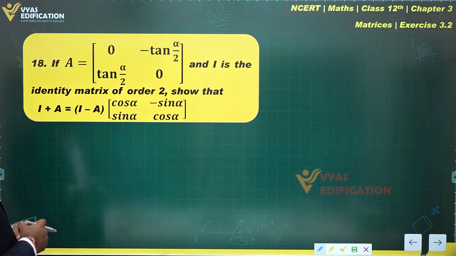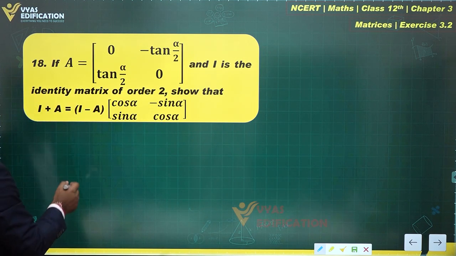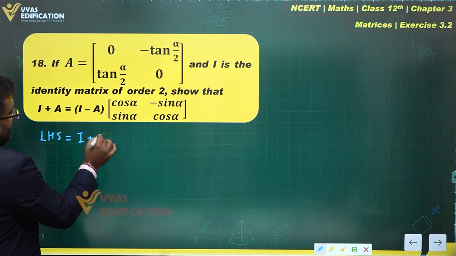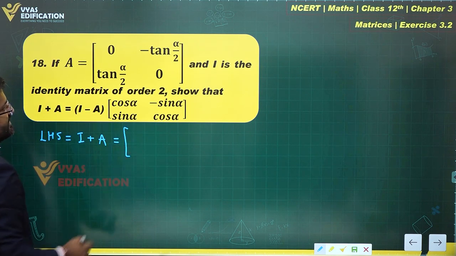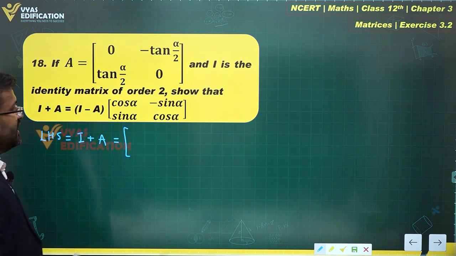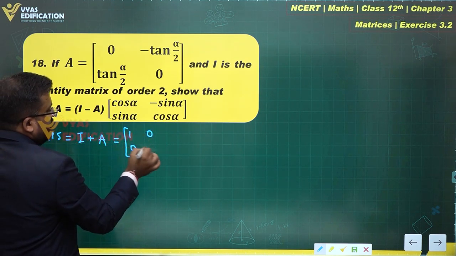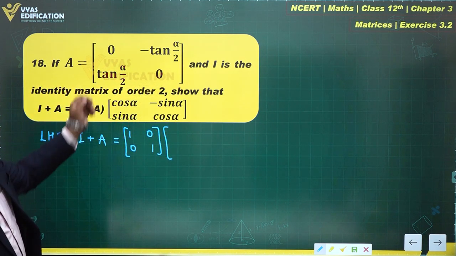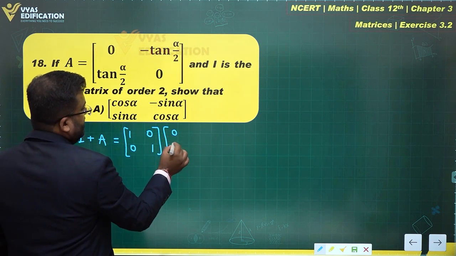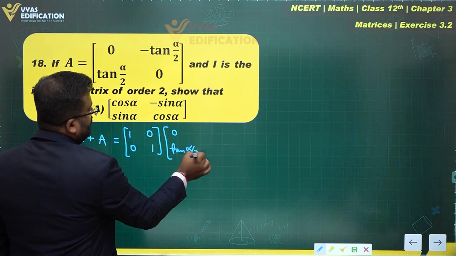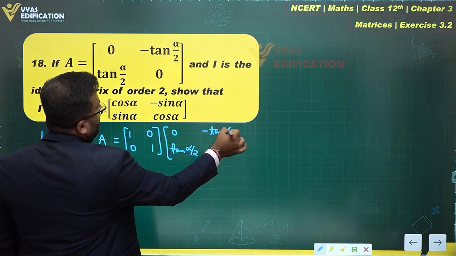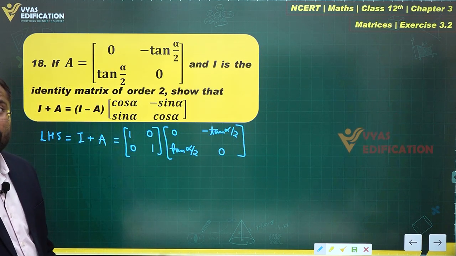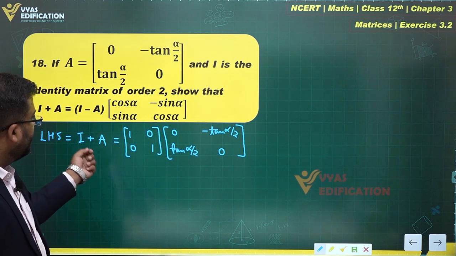So, what do we have in the LHS? LHS is I plus A matrix. What is I matrix? I is identity matrix of order 2. That will be equal to 1, 0, 0, 1. What is the matrix A equal to? A is equal to this: 0, tan alpha by 2, minus tan alpha by 2, 0. This is my matrix A. Let's multiply them together to get the value of LHS.